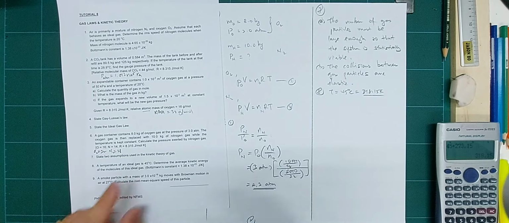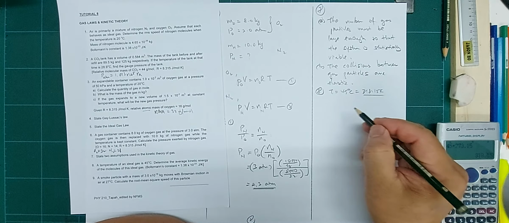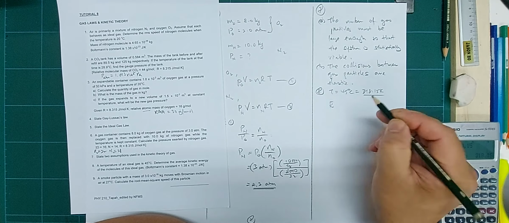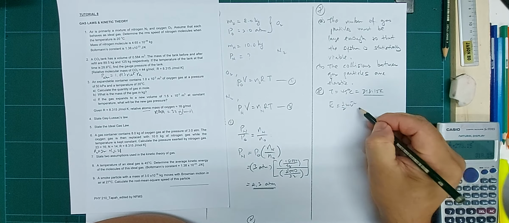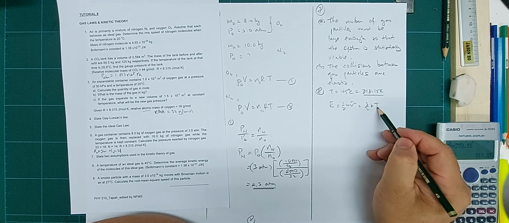I have to tell you that the average kinetic energy is only dependent on temperature. That's why you are given only this one, right? Average kinetic energy, what's the formula? The average kinetic energy symbol is K bar, and it is given by 3/2 kT, where k is a constant and this one multiplies.